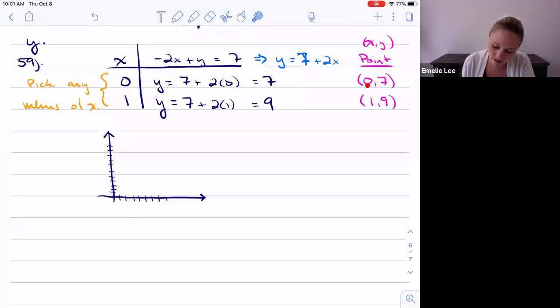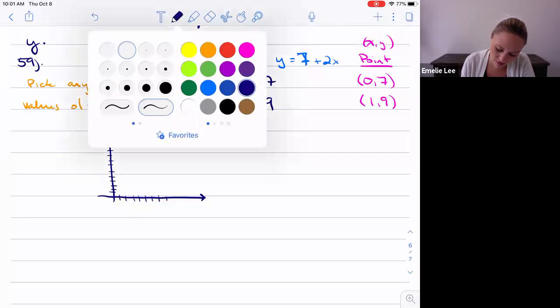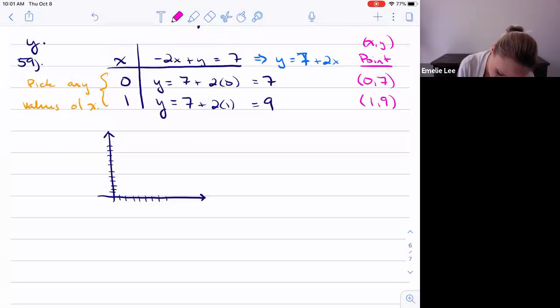So if x is 0, y is 7. So 0 is here on the y-axis, and then I have to go up to 7. So 1, 2, 3, 4, 5, 6, 7. Of course, it's not to scale, but that's okay. And then the next point is at 1, 9.